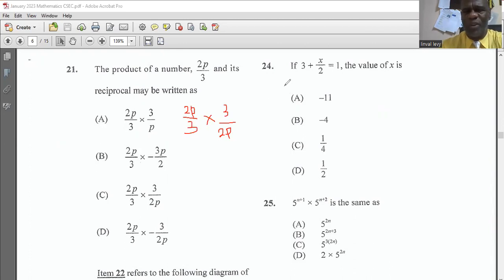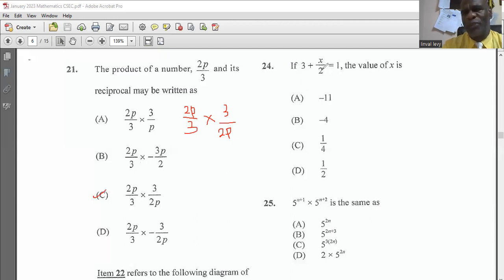Okay. So let's hop across to 24. So the answer is 2p over 3 times 3 over 2p. You don't change the sign. So C.